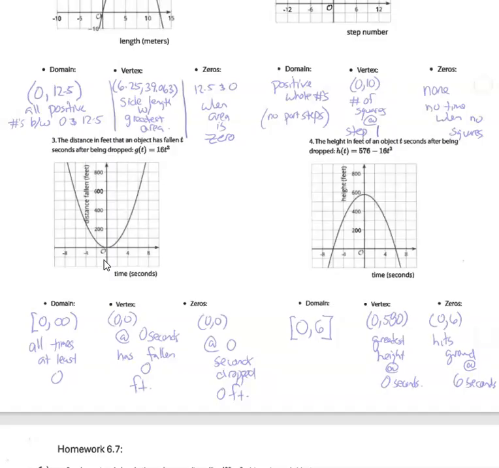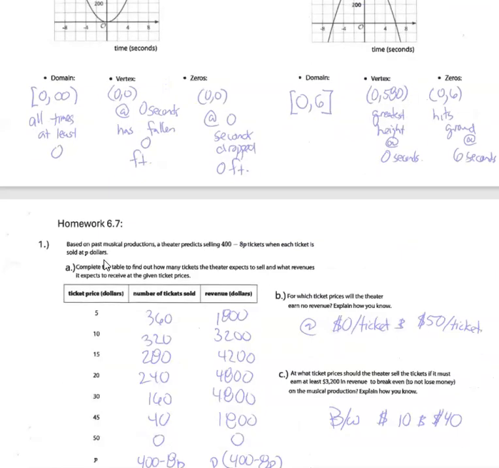And then lastly, there are two different zeros here. You have (6, 0) and (-6, 0). (-6, 0) makes no sense for the problem, and (6, 0) means when it hits the ground. So the second zero that I did not write down just doesn't make sense for the problem because you're not going to have negative seconds.